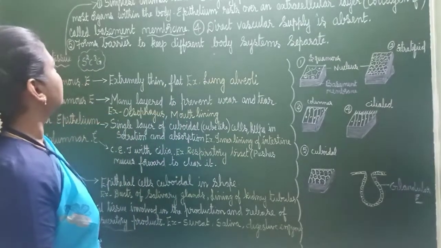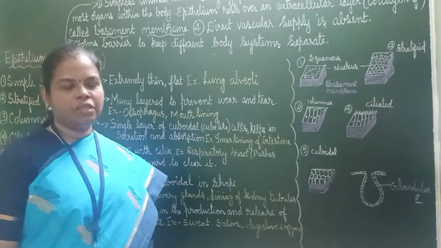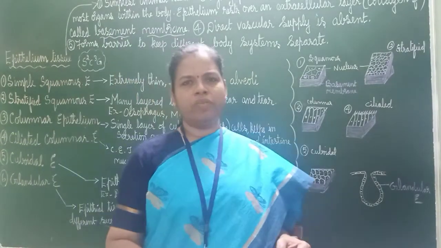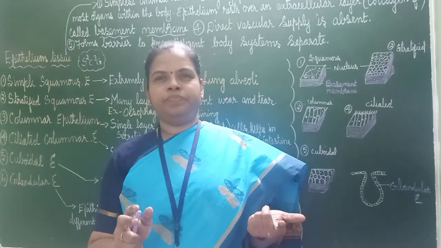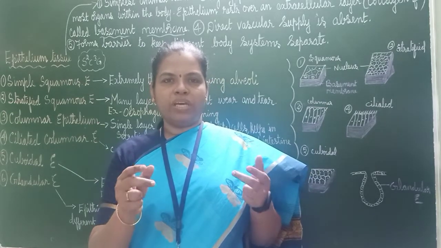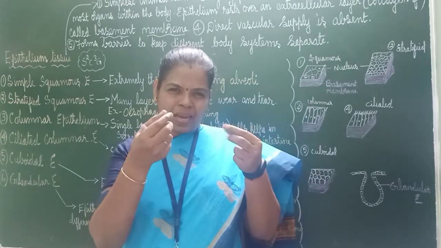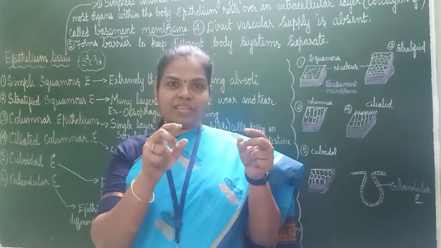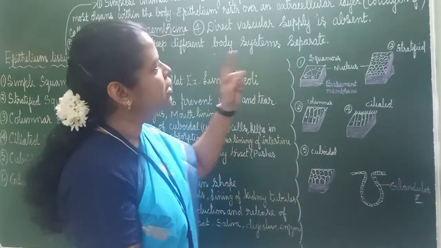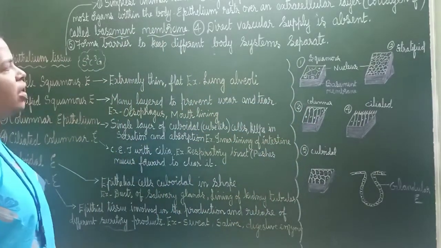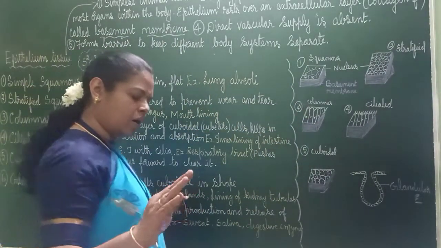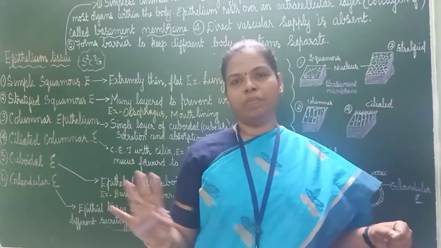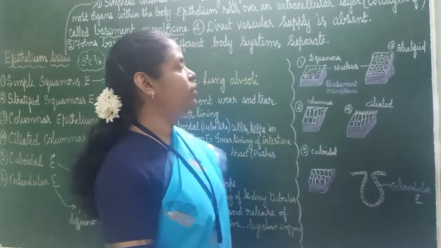Third point is, it covers most of the organs within the body. If you see the organs of a chicken or mutton, one thin layer will be there on the outside, no? Have you seen that? Heart, liver, lungs and all, one thin layer will be there. So it covers most of the organs within the body. All the organs inside our body are covered by what? Epithelium tissue.